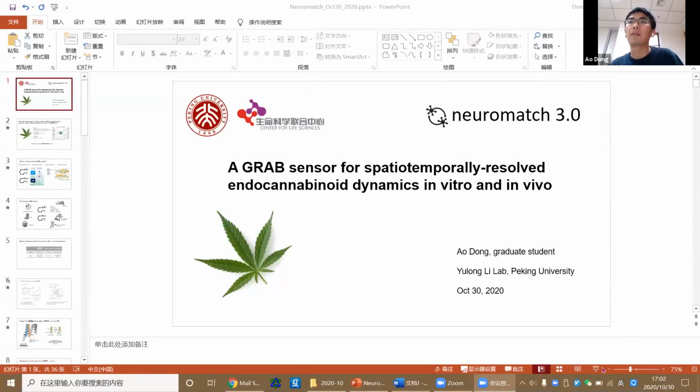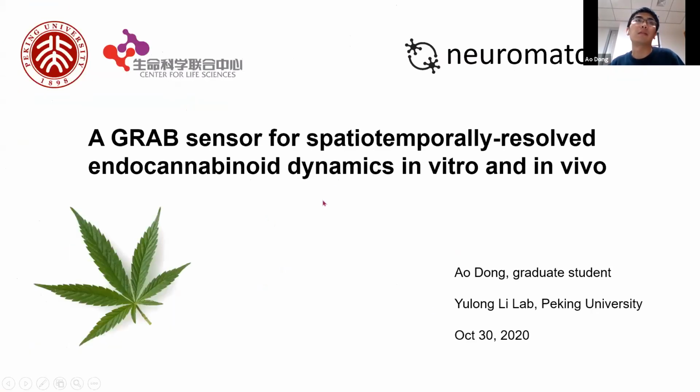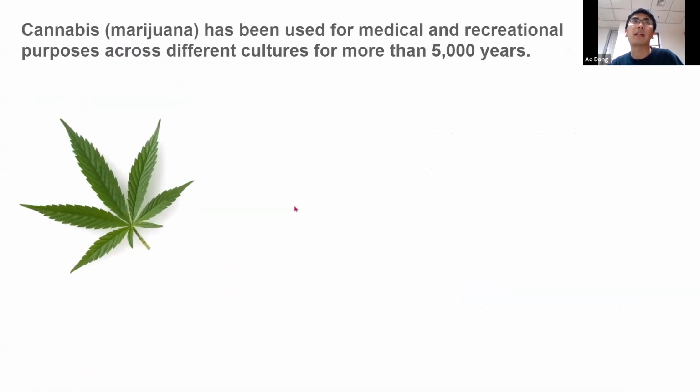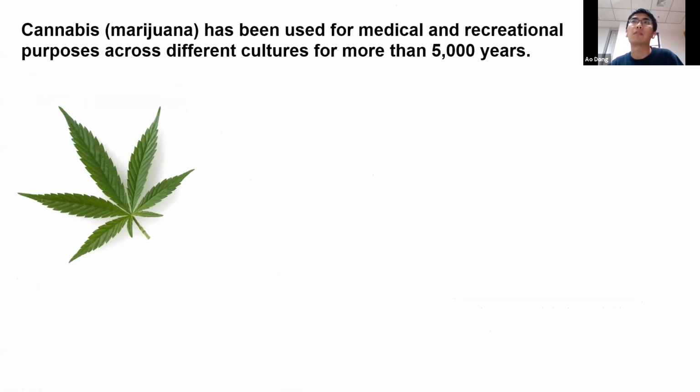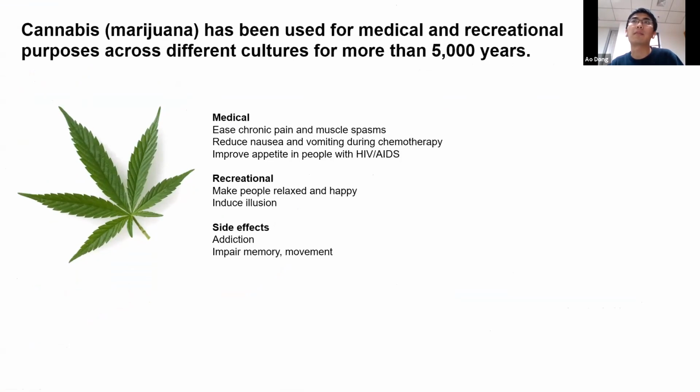And yes, today I'd like to introduce a new sensor from the lab, which is a GRAB sensor for imaging endocannabinoid in vitro and in vivo, especially in brain. I will start from introducing this plant, cannabis. Actually, it has been used for more than 5,000 years for both medicinal and recreational purpose.